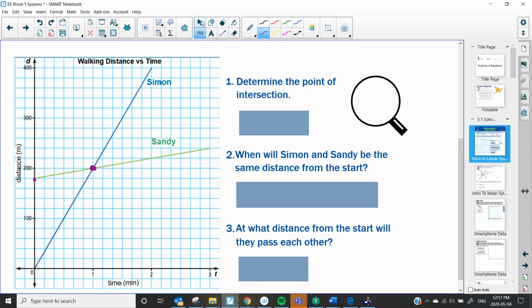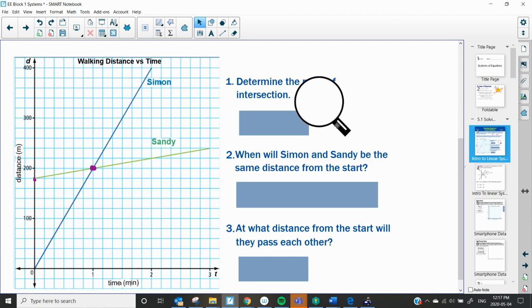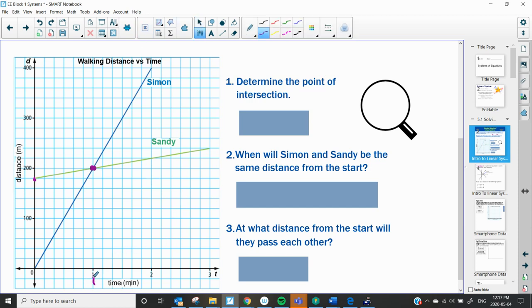And so we want to look at what that intersection point is. And so if we use our little magnifying glass here, that point is at 1, 200. So if we look here, we cross at time 1 minute at 200 meters. So then the question is, when will Simon and Sandy be the same distance away from each other? Well, we know that they're intersecting at 1, 200. And so when will Simon and Sandy be the same distance? When means time.